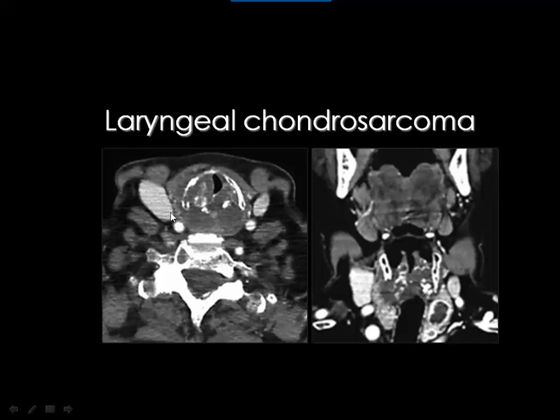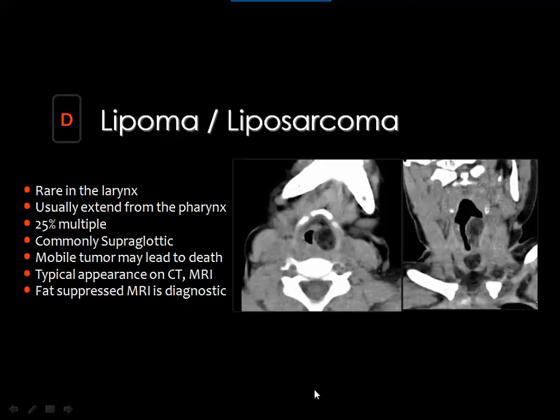This is the chondrosarcoma of the cricoid cartilage, and you can see there is an extensive mass. It also infiltrates the thyroid cartilage with matrix calcification, diagnostic of chondrosarcoma.